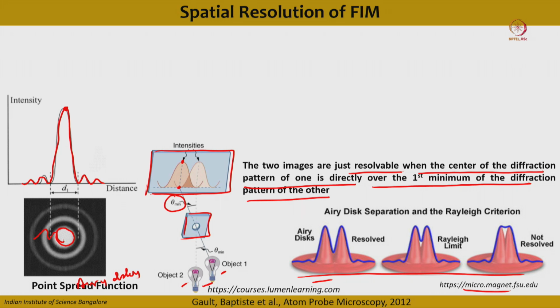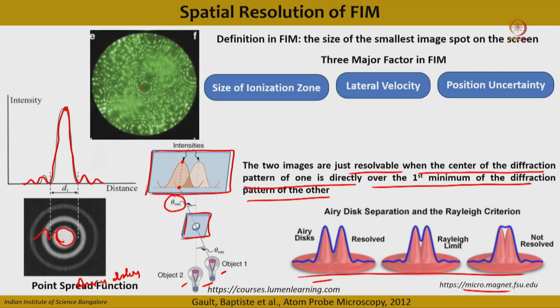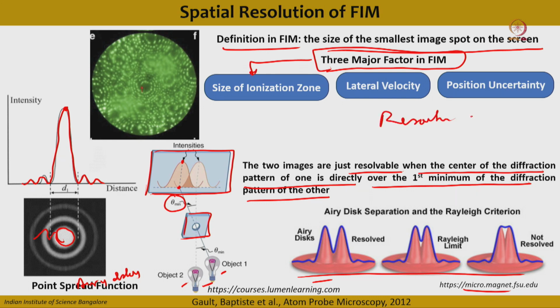So this is Rayleigh's criteria. What is the spatial resolution in terms of FIM, field ion microscopy? This is also very important. In FIM, the resolution is the size of the smallest image spot on the fluorescent screen, which is related to the gaseous atoms or gaseous ions that are projected onto, or hitting, the fluorescent screen. There are three major factors which directly influence the resolution in FIM. What are those three factors? One is the size of the ionization zone, the second is the lateral velocity, and the third is position uncertainty.